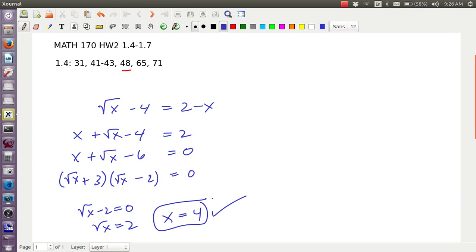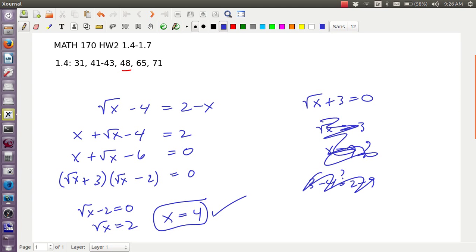So that's fine. But then we have the other root, the square root of x plus 3 is equal to 0. Square both sides, and then does this work in the original? So we have 3 minus 4, is that equal to 2 minus 9? 2 minus 9 is negative 7. No, this is completely bogus. So this one fails in the original environment.